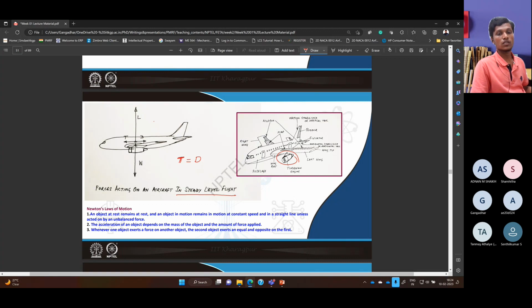Due to the self weight, there is self mass, and a weight force always acts. Sorry for the disturbance. The weight force will always act towards the center of gravity, that is W. That is the weight of the aeroplane. This should be balanced by the lift generated by the wings.